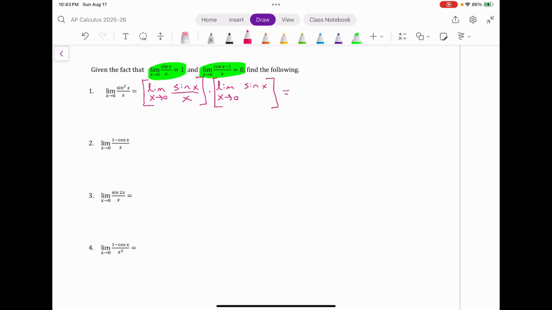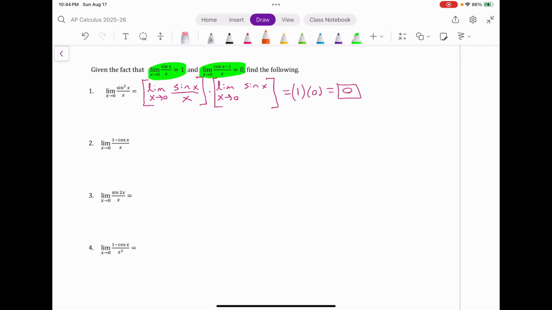Okay, and so we know the first limit is 1 because that was given to us. And then the second limit, we can just plug in the sine of 0 is 0. And so 1 times 0 is 0.